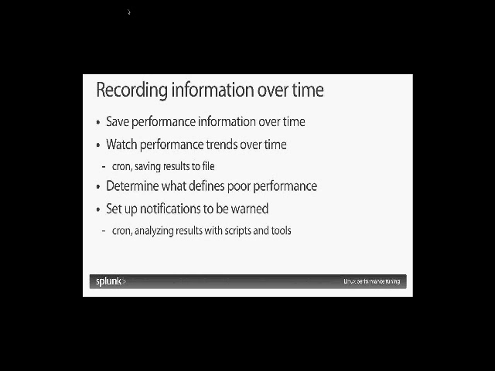Watch the performance trends over time again. So you want to save it. You can use cron jobs or whatever to have your tool of choice or tools of choice run on a regular basis and save their results to a file that you can then process. Determine over time what defines poor performance for you. How maxed out do your CPUs need to be before you want to do something about it? And then you can set up some kind of notifications to be warned. Again, whether you're using cron, shell scripts, whatever kind of tools you want to use for this process. And we'll keep talking about tools here.